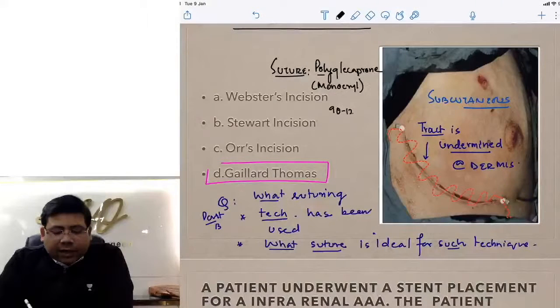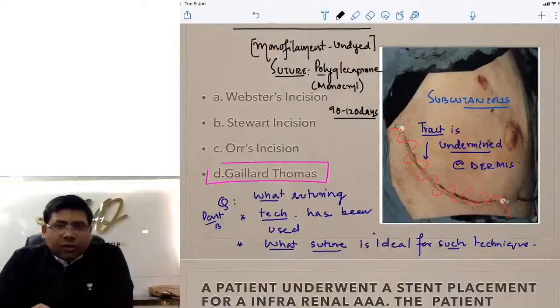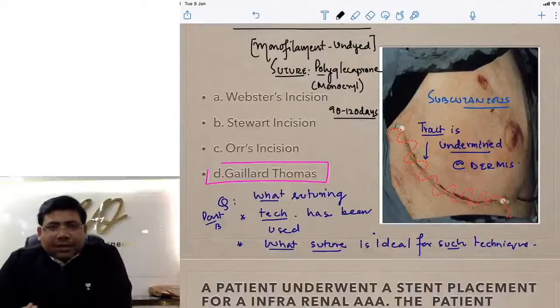90 to 120 days is the time of absorption. And this is a monofilament undyed suture. There is no typical color of this, even though the packing has a typical orange color, the suture is undyed, and this is what is Monocryl.